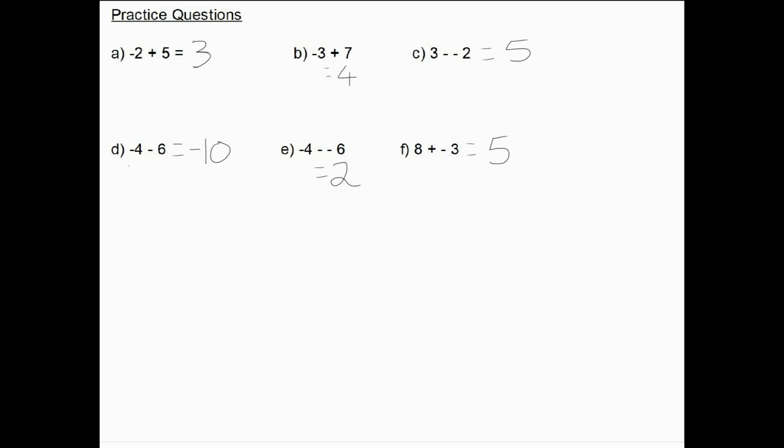Keep in mind that with D, the answer is -10. A lot of people will think, well, I've got a minus and a minus, that makes a plus, so shouldn't I have +10? Well, that isn't the case. The rule was, if I have a minus immediately next to a minus sign with nothing in between, that becomes a plus. It does not mean that whenever you have 2 minuses, you get a plus.